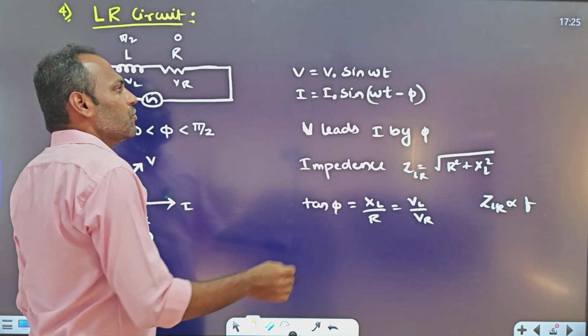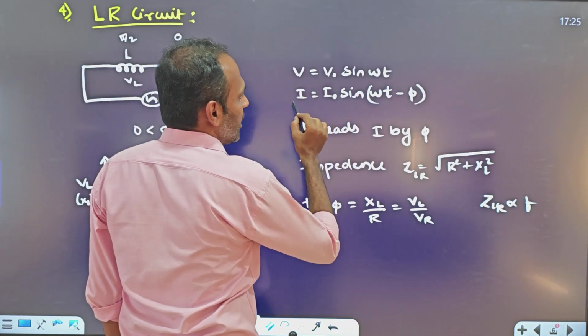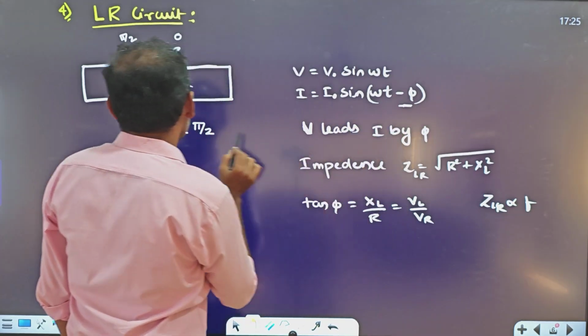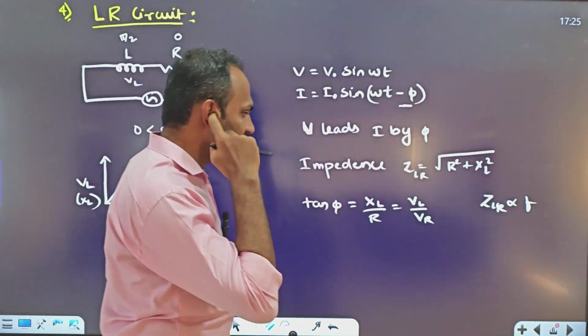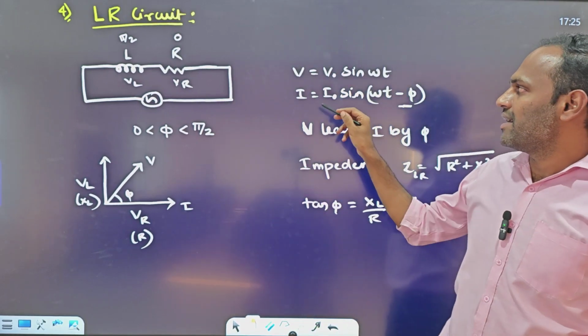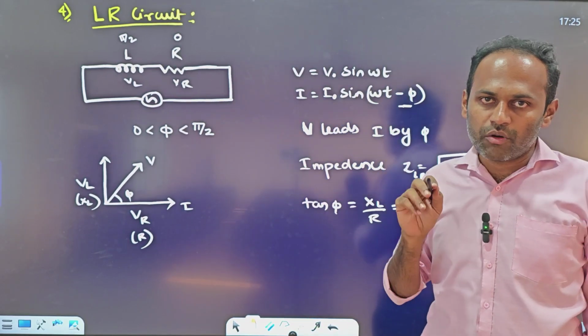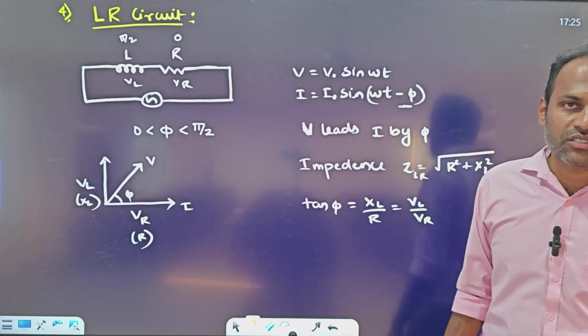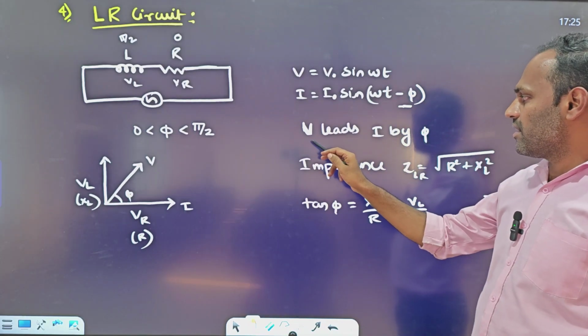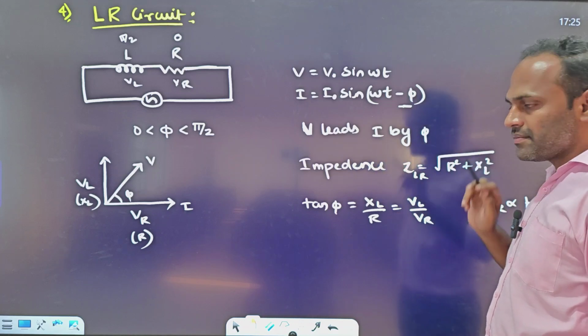You can observe here, V is equal to V naught sin omega t, I is equal to I naught sin(omega t minus phi). Phi is greater than 0 and less than 90 degrees, but still you can see it is minus phi. Minus phi means current is lagging behind the voltage. By how much angle? By phi it is lagging behind. Here we have written clearly that V leads I by phi.